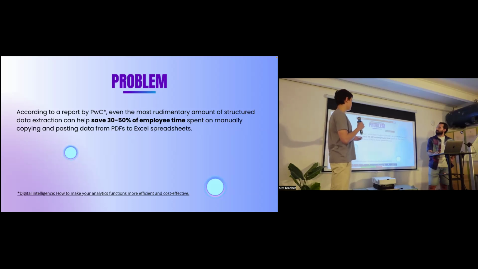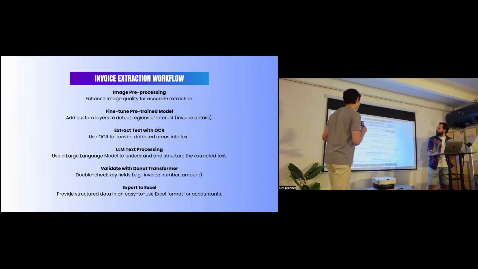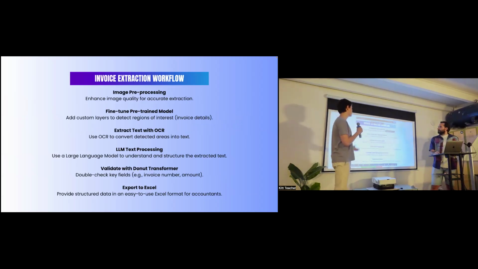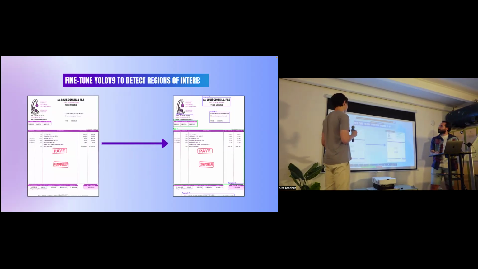And I'm going to basically show you pretty much how we did it. So this is basically just a long list of all the steps we took. So you get a PDF, you turn it into an image, then you put it into a model that detects the areas that are interesting, and then you extract information from that, and then you get a nice Excel. So how does it work?